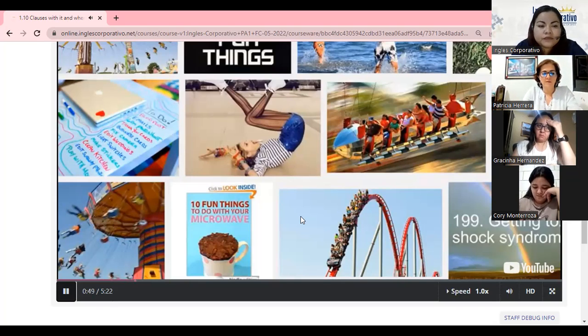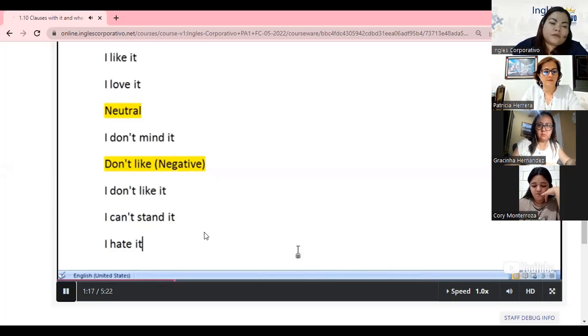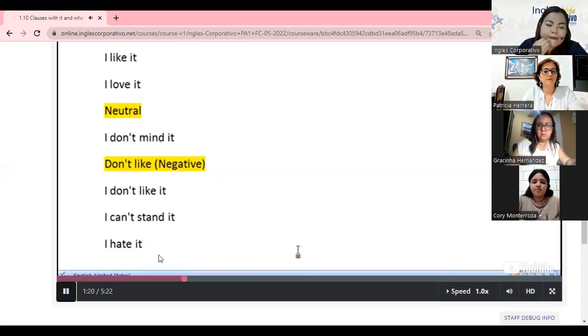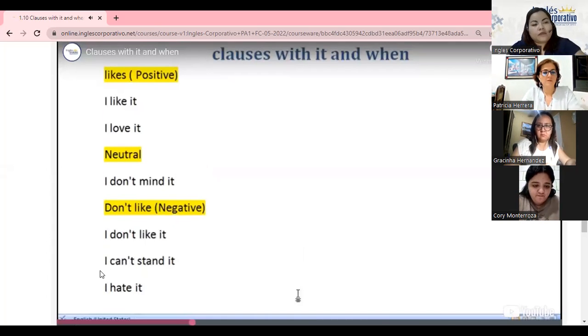So let's do the following. First, the first thing that we should learn, or that we should become familiar with, is some vocabulary, okay? And so let me do just that. Let me just present this quick vocabulary. If you notice, I've highlighted in yellow the positive. So for things that you like, you'll use expressions such as, I like it, I love it. When you're neutral about something, you'll use expressions such as, I don't mind it. And when you want to express things that you don't like, then in that case, you'll use expressions such as, I don't like it, I can't stand it, I hate it.